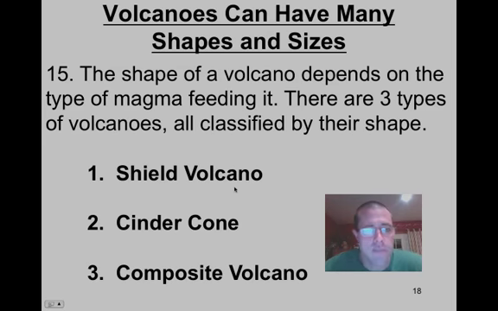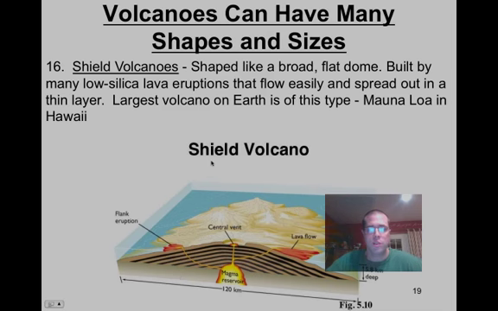Volcanoes can have many shapes and sizes. The shape of a volcano depends on the type of magma feeding it. There are three types of volcanoes: shield, cinder cone, and composite, which is also a stratovolcano. Same thing. So shield volcanoes are shaped like a broad, flat dome. These are low silica eruptions, and it's broad and flat because the lava is flowing long distances. This is like the Hawaiian Islands. The largest volcano on Earth is a shield volcano, Mauna Loa, in Hawaii, because it's constantly spewing out nice, gentle lava flows covering long distances. So it's not getting real tall, but it's getting real wide.